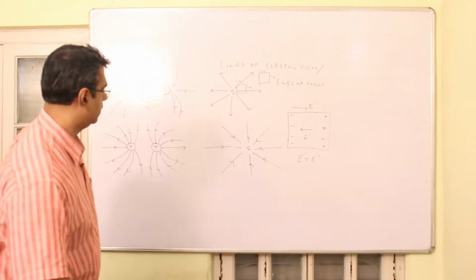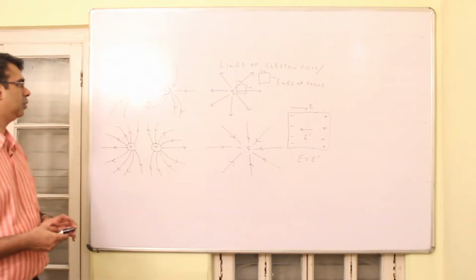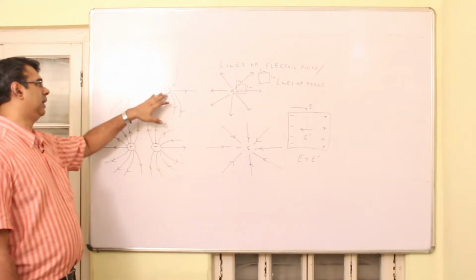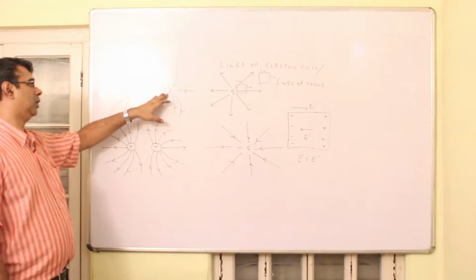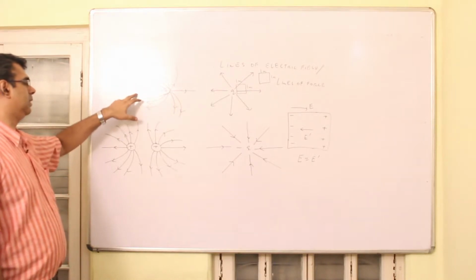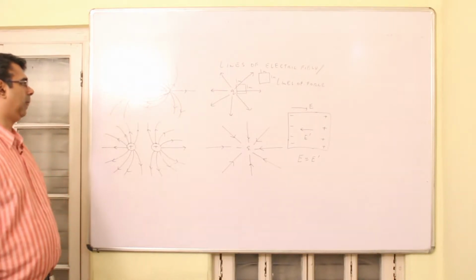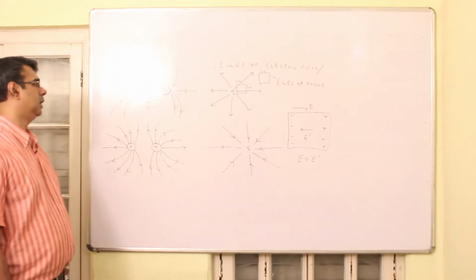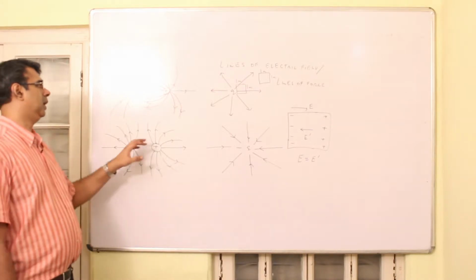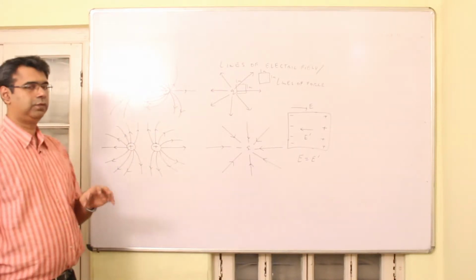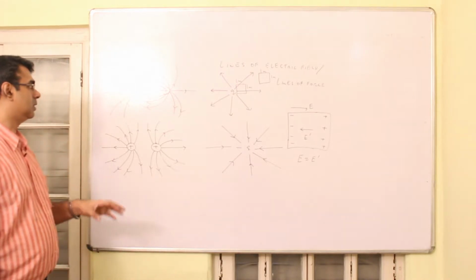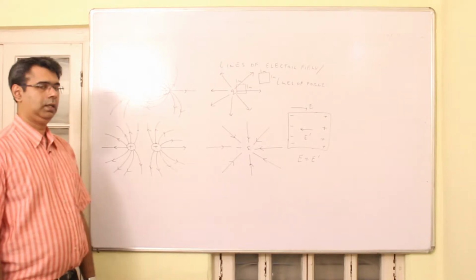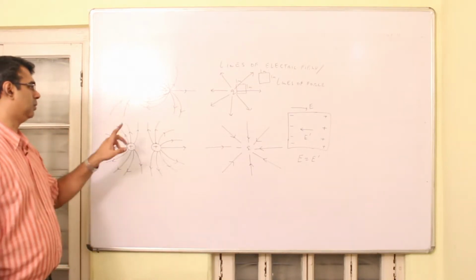Apart from this, you also need to remember one thing, that lines of force, when they come out of a positive charge, they come out normally, and when they enter a negative charge, they enter normally. They come out normally from a positive charge and enter normally into a negative charge. Another thing which you have to remember is that electrostatic force is a conservative force, so the lines of force cannot form closed loops. They cannot form closed loops.